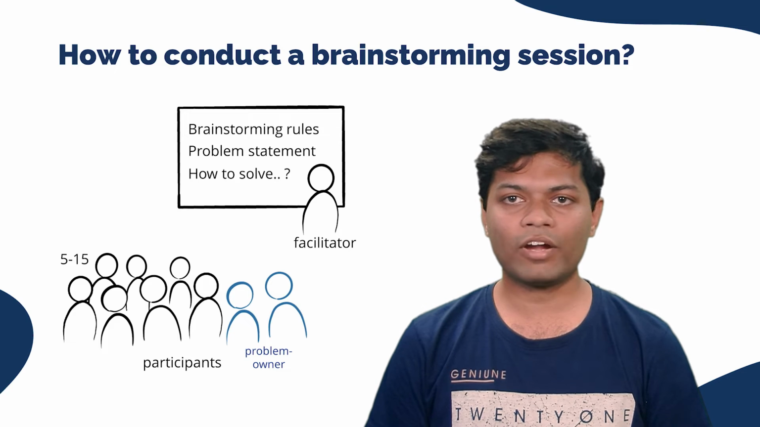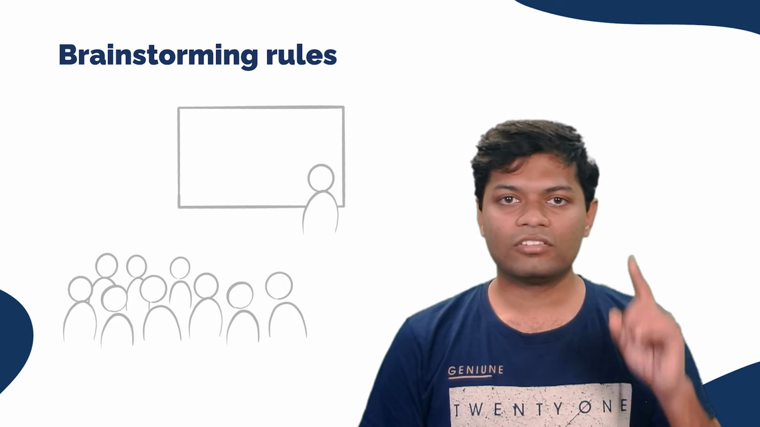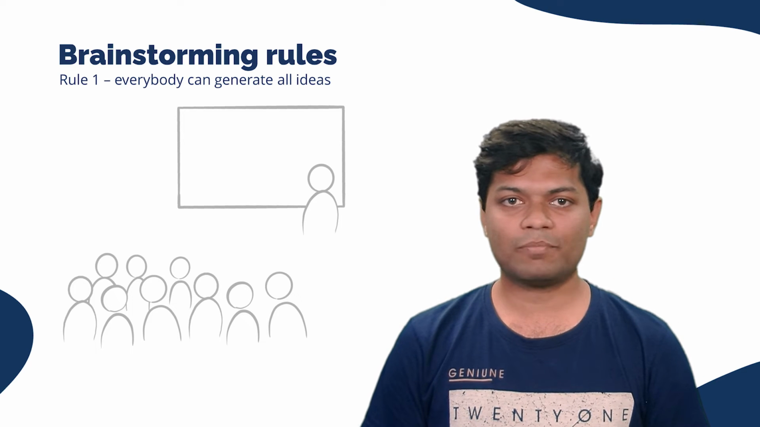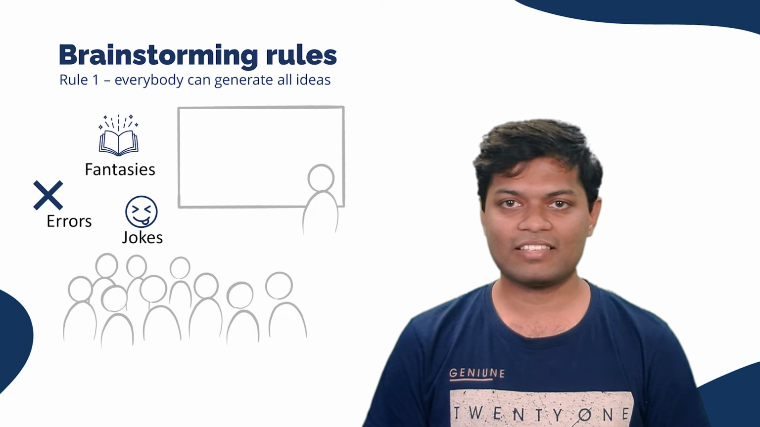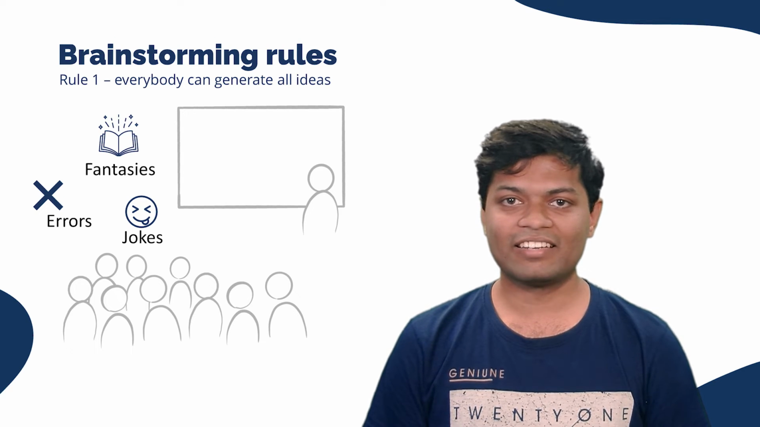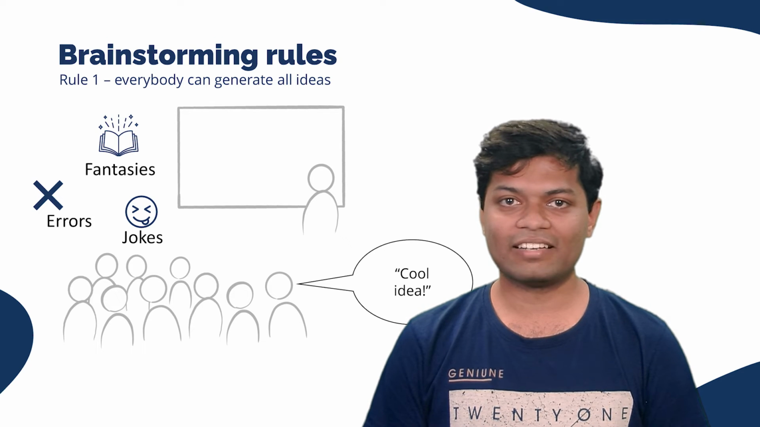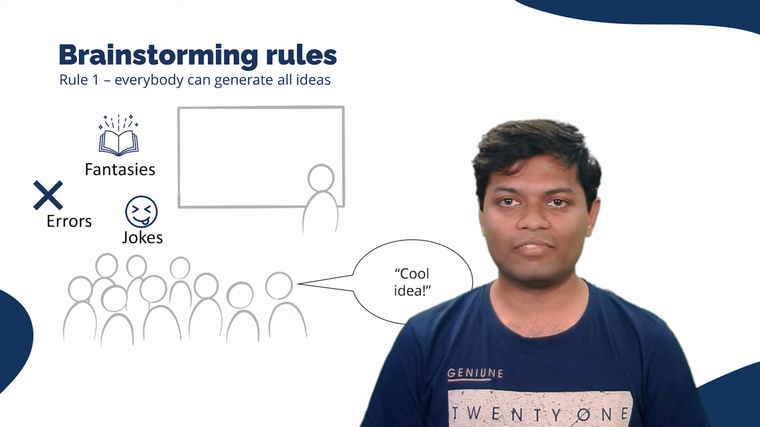Now I will provide you with 4 main rules of brainstorming. The first rule is that each participant can generate ideas including errors, jokes and fantasies. Remember that you don't need to prove your idea here yet. The crazier the idea, the better. And the more ideas, the better. The facilitator can collect and take notes of the ideas that the participants come up with.